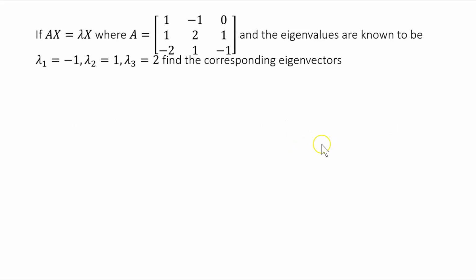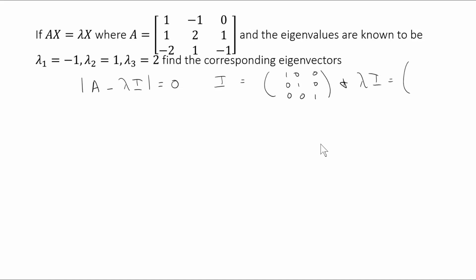And as a summary, remember that we are working with finding the determinant, or proving that the determinant of this is 0, and also we need to remember that I is this, and that therefore lambda times I is exactly the same, but it has lambda in each of the positions where the 1 was.